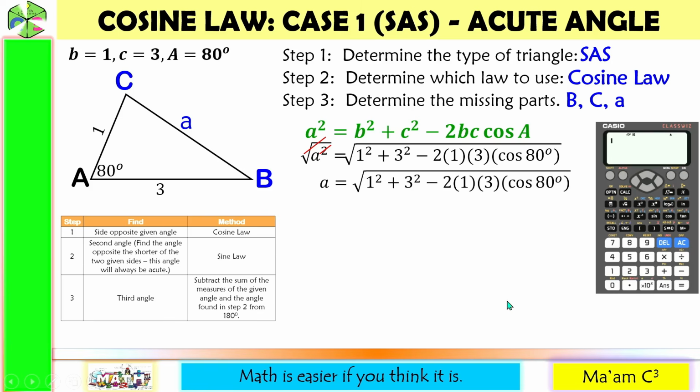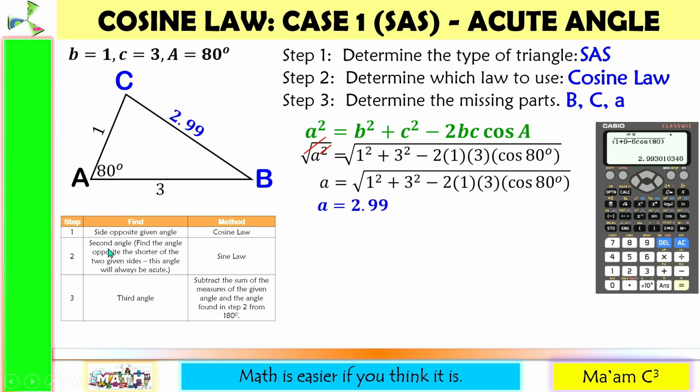And let us solve it. We have the square root of 1 squared is 1, 3 squared is 9, minus 2 times 1 times 3 is 6, times cosine of 80 degrees. And this is equal to 2.993010346. Let me express my answer to the nearest hundredths. So A is equal to 2.99. So let me replace this with 2.99. We are done with step 1.